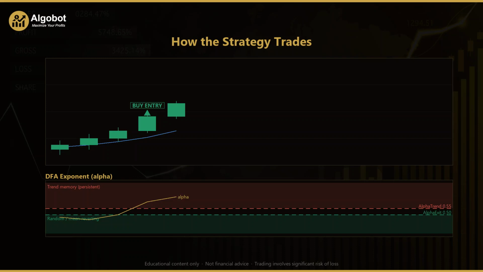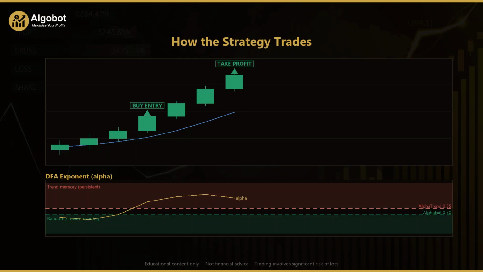Watch the first few candles. Price drifts sideways in a quiet consolidation, and down in the panel alpha is loitering near 0.5, inside the random zone. The market has no memory worth trading here, so the strategy stands aside and simply keeps recomputing the exponent bar by bar.